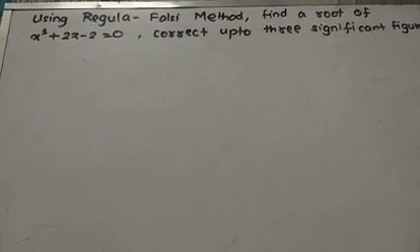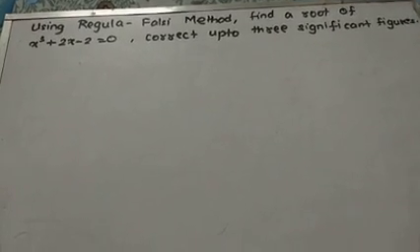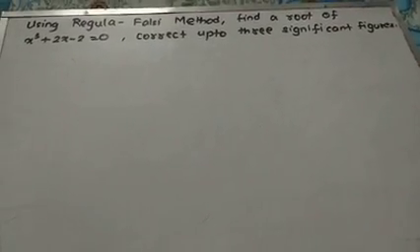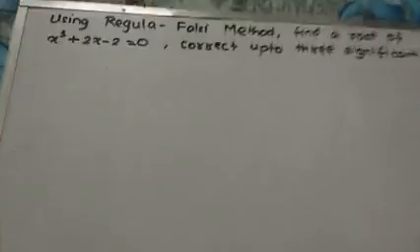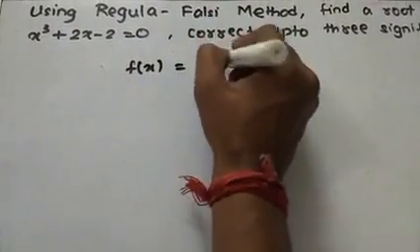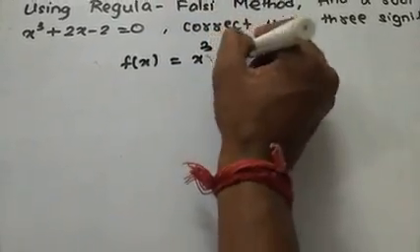So the new question is, using the Regula Falsi method, find a root of x cube plus 2x minus 2 equals 0, correct up to 3 significant figures. 3 significant figures means the total number of digits will be 3. So what is the function here? x cube plus 2x minus 2.